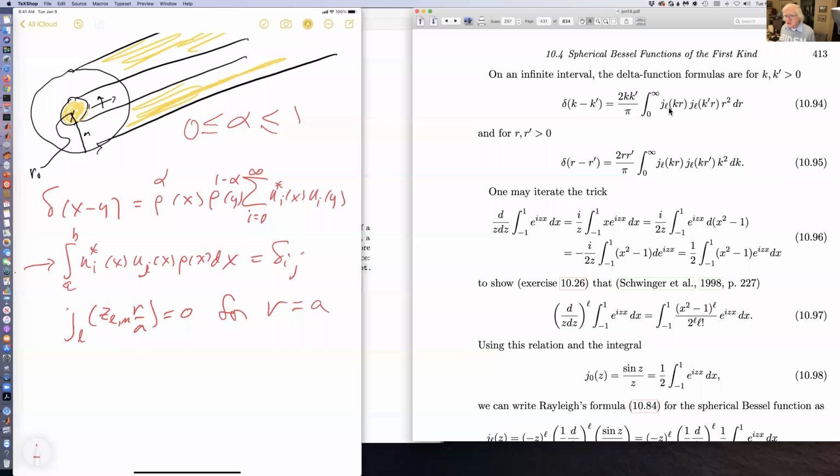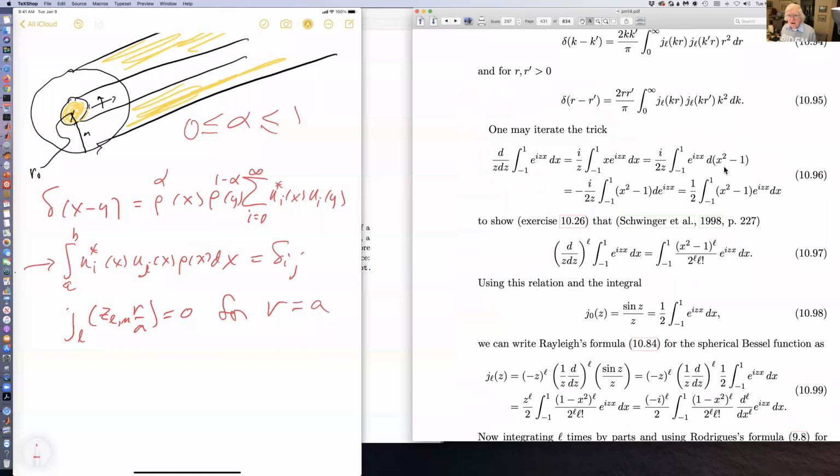So in other words, when we have JL of kr, we can think of k as the eigenvalue and r squared as the weight function, or we can think of k as the variable and r as the eigenvalue, and then the weight function is k squared.